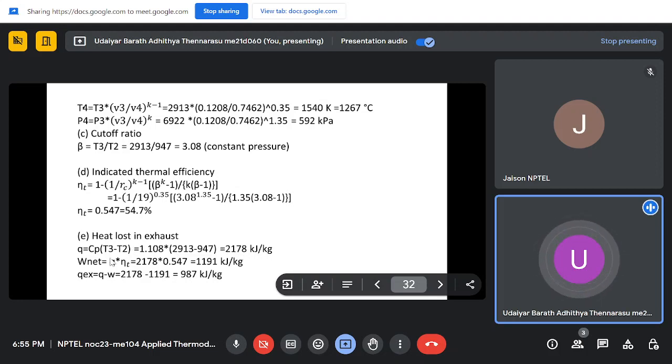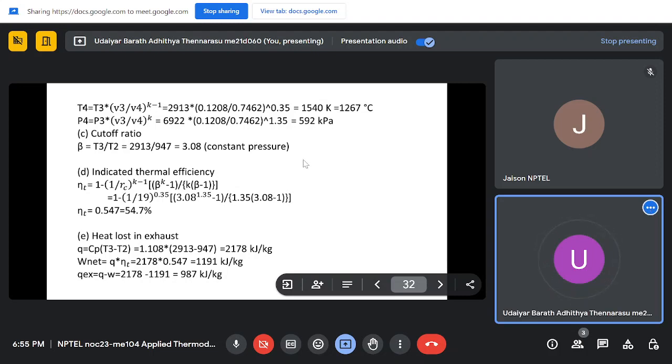Then we know Q in, we know the thermal efficiency, so we can calculate the work done. The thermal efficiency is 0.547, so 2178 times 0.547 will give you the W net. Being an operating cycle, the W net will be equal to Q net. W net we have already calculated. Q net will be just Q coming in minus Q in the exhaust.